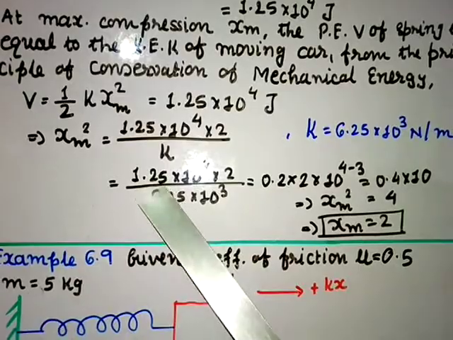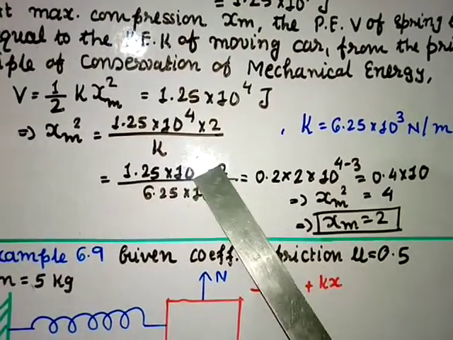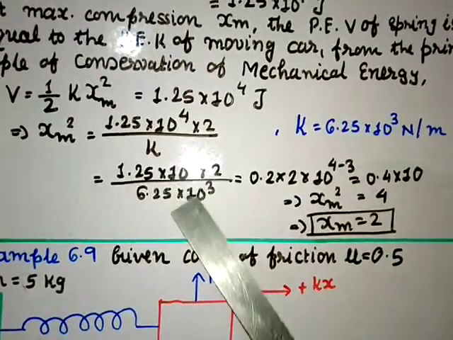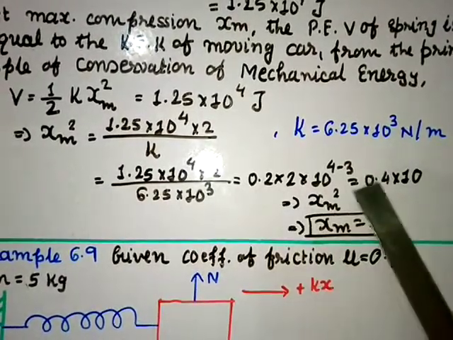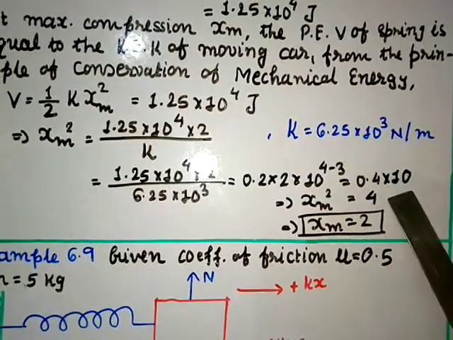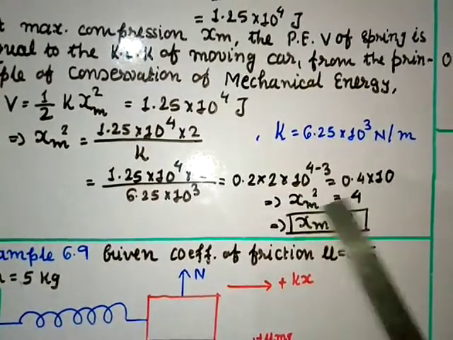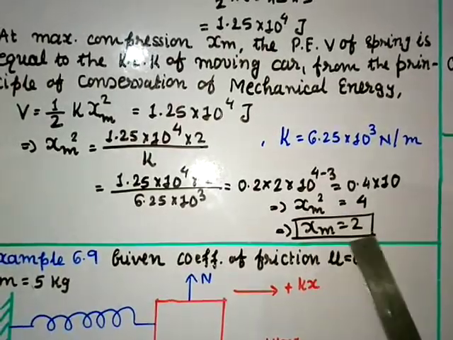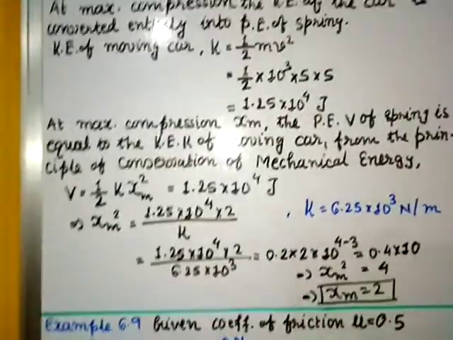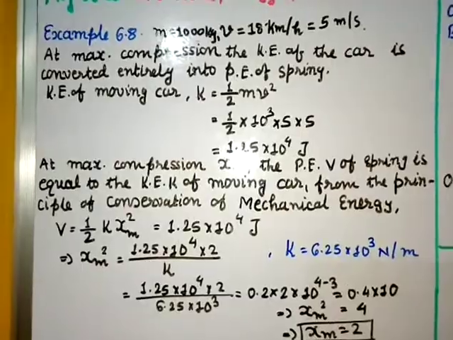When you divide these two, you get 0.2 into 2, into 10^4 divided by 10^3, which is 10^(4-3). So 0.2 into 2 is 0.4, into 10. This gives you 4. This value is Xm², so Xm² is equal to 4. Take the square root, so Xm equals 2 meters. So that is the solution for example 6.8.